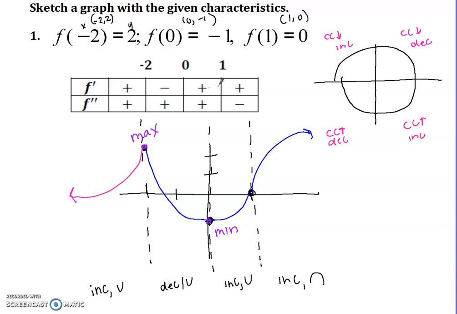Okay. At 1, it doesn't change from increasing to decreasing. So 1 is not a max or a min. But the concavity changes at 1. So that makes this a point of inflection.